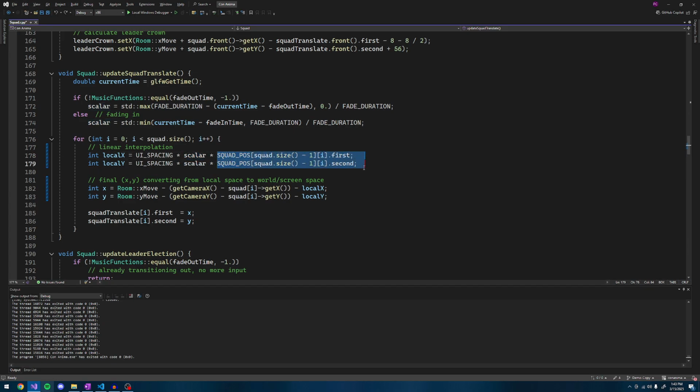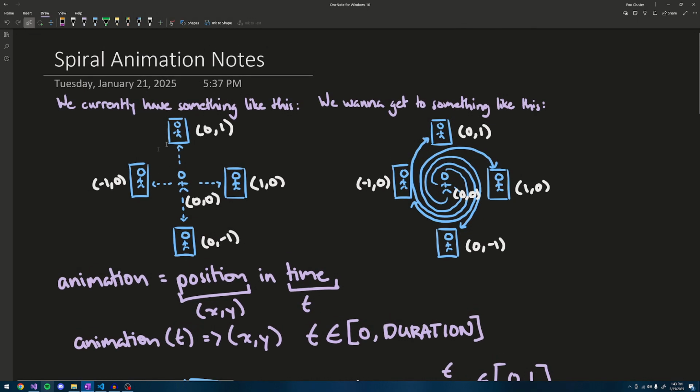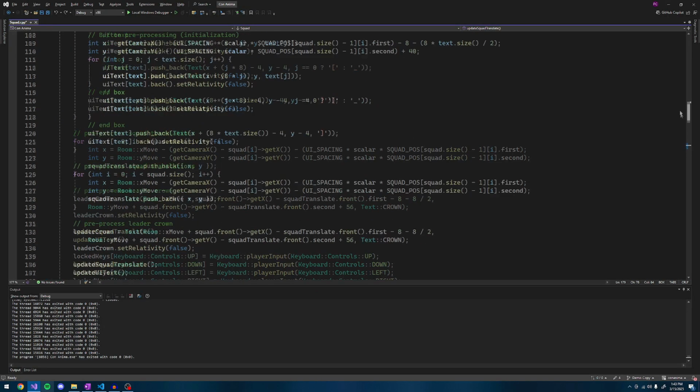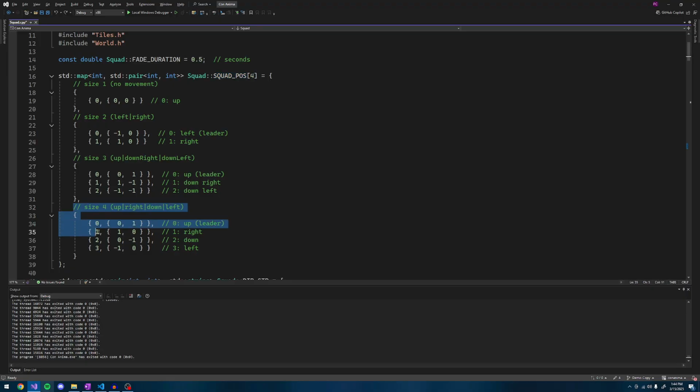And then squad pause, this is the exact same thing as here, where it's 0, 1, 1, 0, 0, negative 1, negative 1, 0. It's just defining the predefined coordinates that we've had beforehand. And you can see this is squad pause. And for size of 4, we have 4 members in our squad. I define it to be 0, 1, 1, 0, 0, negative 1, and negative 1, 0, respective to their directions.